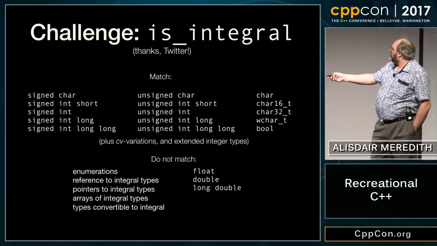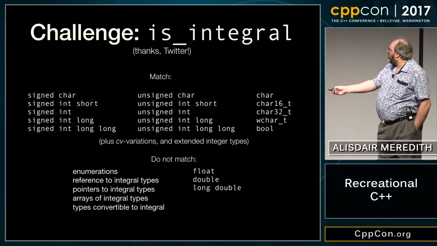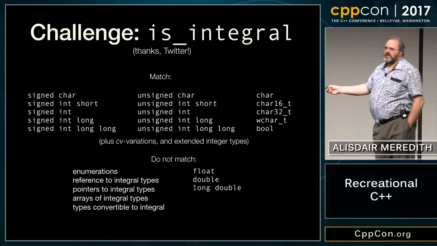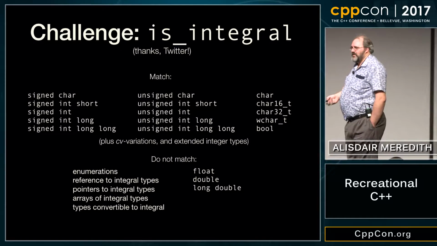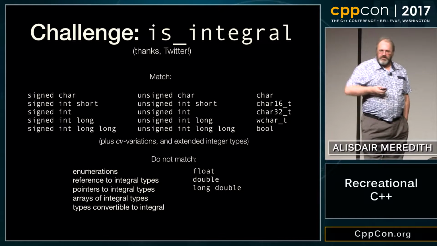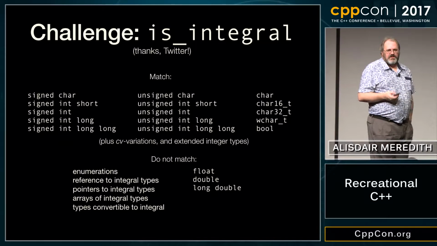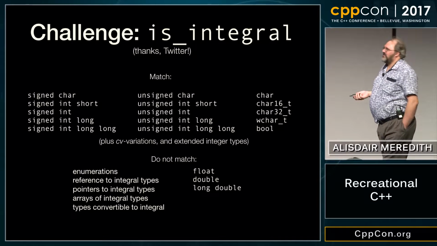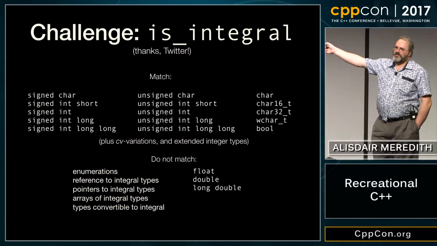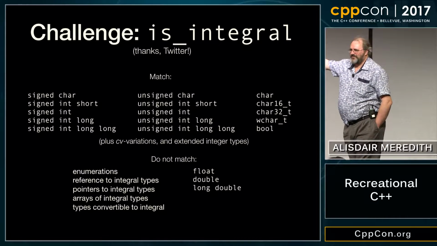floating point types, enumerations, references to these things, so I've got to make sure I don't accidentally match a reference. It doesn't take pointers to these types, arrays. Types convertible to integer mustn't match either. So how simply can I implement this if I'm going to try a strategy that is not just specialize those 15 types?